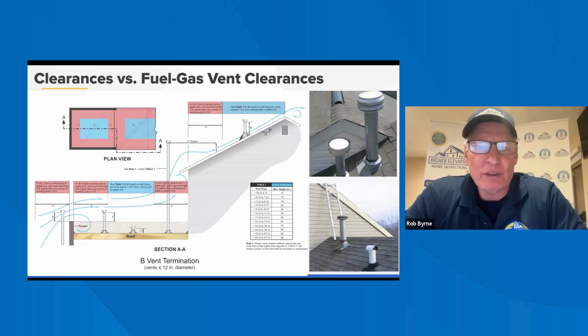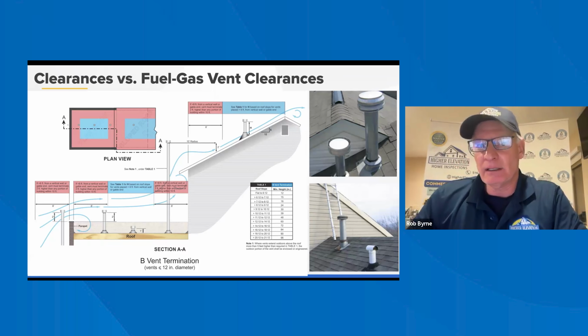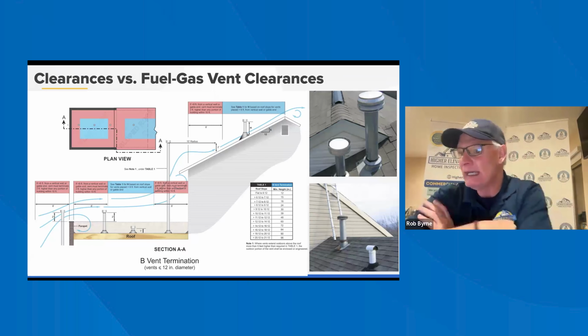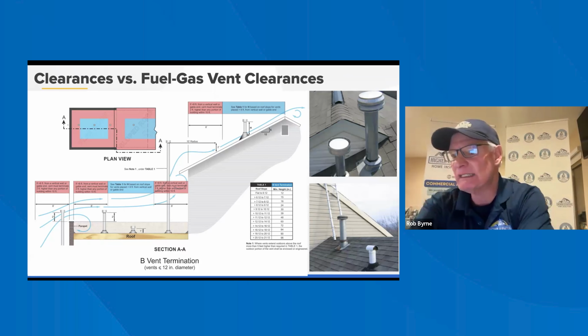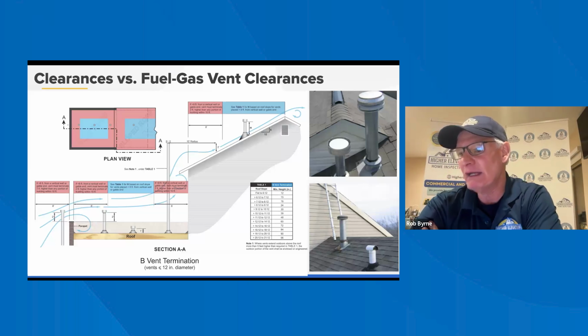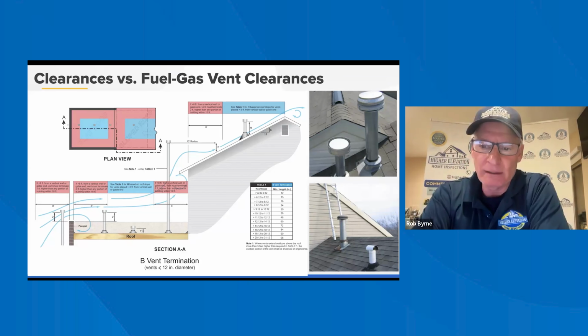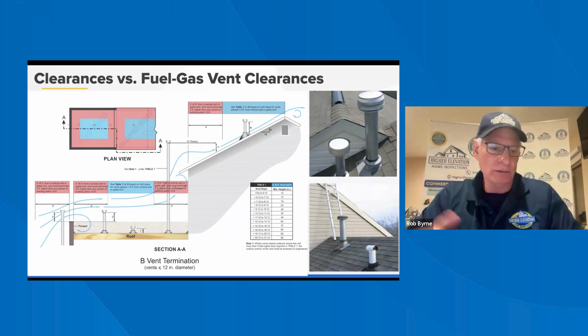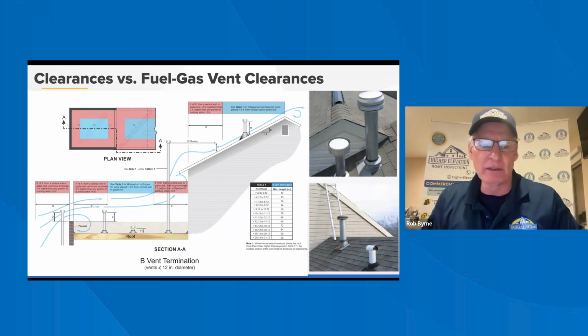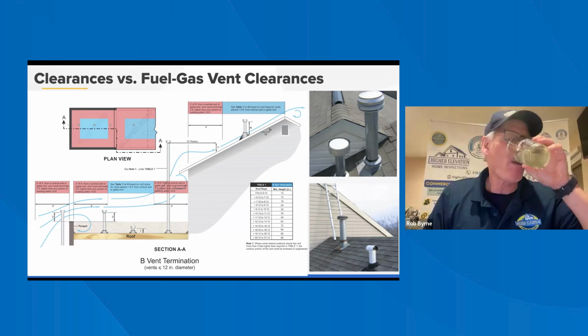Okay, clearances versus fuel gas vent clearances. Okay, types of venting systems. There are several types of venting systems that can be used, including plastic piping, special gas vents designed by the manufacturer, and masonry, metal, and factory-built chimneys. So depending on the appliance, the manufacturer is going to recommend the materials and all of the applications for the venting.